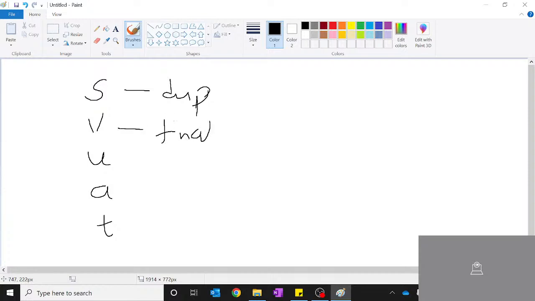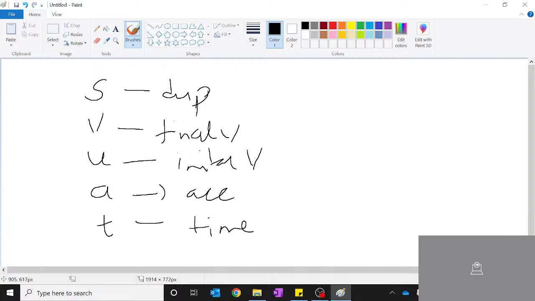Like I've told you, in the entire concept of motion in a single line, you only have 5 parameters to find out. One is S, second is V, third is U, fourth is A, and fifth is T. S represents displacement, V represents final velocity, U represents initial velocity, A is acceleration, and T is time. Correct? You only have these 5 parameters to deal with.